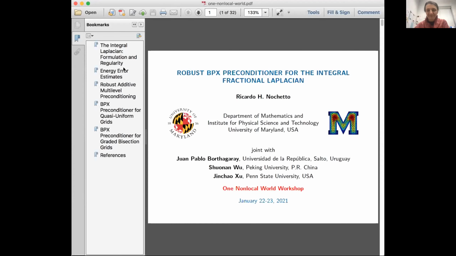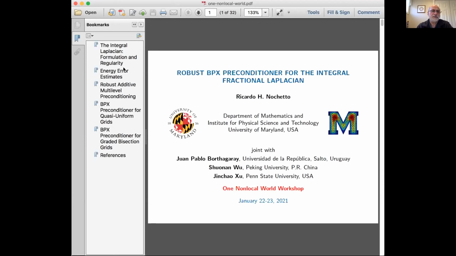I thought about speaking today of a topic that is certainly very relevant in scientific computing, fast solvers, but it has not received that much attention, in my opinion, for the integral fractional Laplacian. So that's the topic of the talk today. And this has been developed in collaboration with these three people that you see here in the first slide.